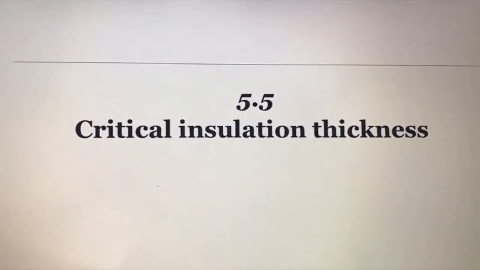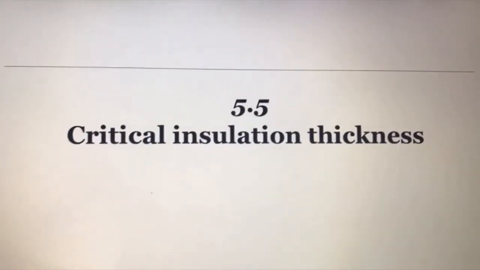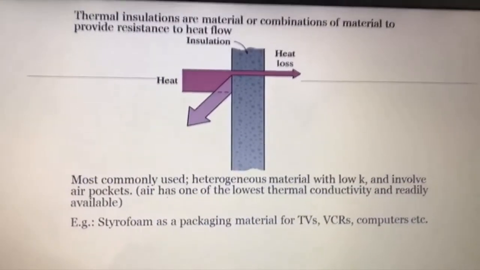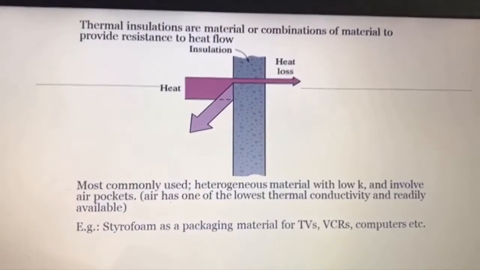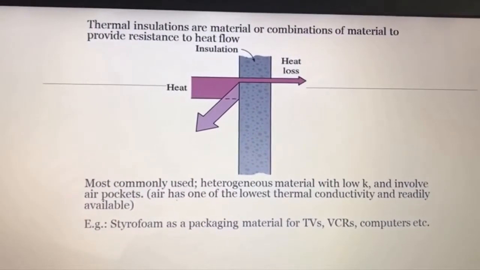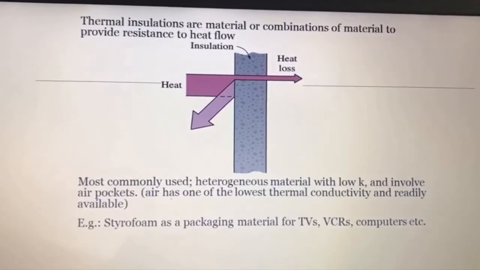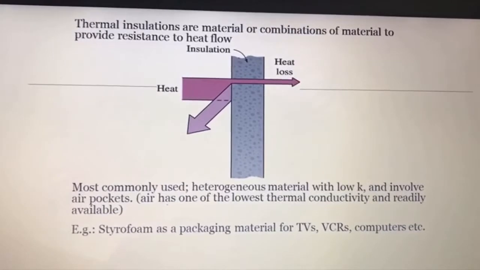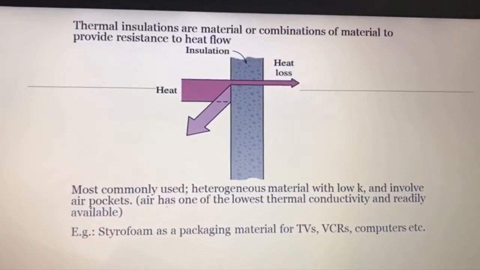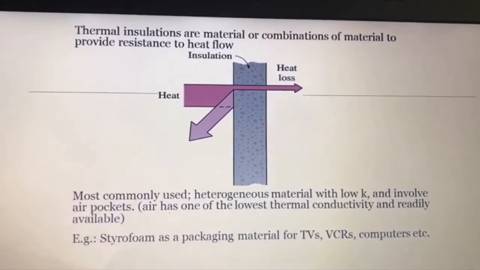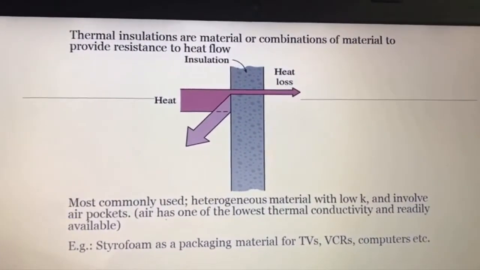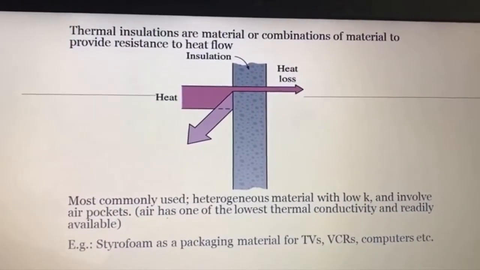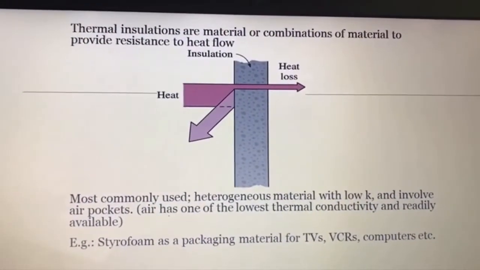Okay, now subtopic 5 for chapter 5, which is critical insulation thickness. Thermal insulation is a material or combination of materials that provides resistance to heat flow. Most commonly, we use heterogeneous materials with low k. k is thermal conductivity, and it will involve air pockets. Air pockets have the lowest thermal conductivity and are readily available.